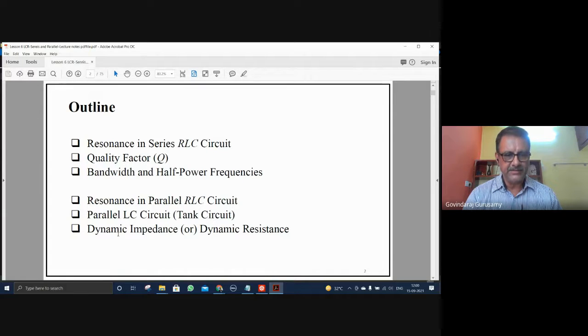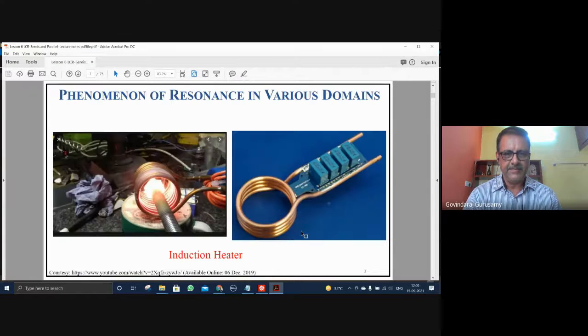This is what we have seen. Dynamic impedance or dynamic resistance. You know, the induction heater. This is the idea here. Match with the resonance, and there's going to be enormous heat, the highest temperature that can be achieved by using the induction heater. This is by resonance. Look at the next.